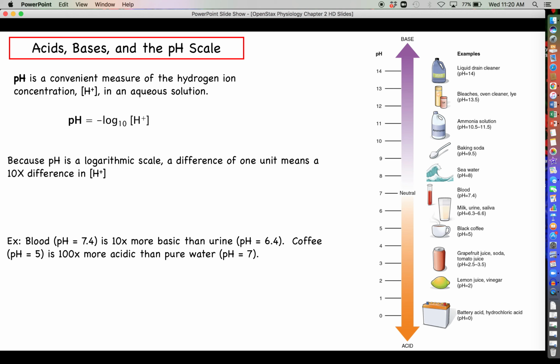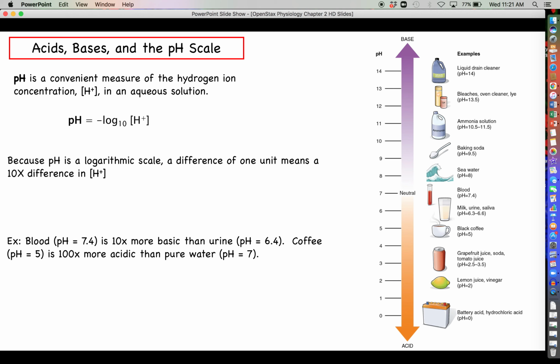So our first example, if we look at blood, which we are going to be finding out quickly, blood likes to maintain a pH of around 7.4. If we compare the pH of blood at 7.4 to the pH of something like urine at a pH of 6.4, there is exactly a 1 pH unit difference between blood and urine. Blood has a pH that is exactly 1 pH unit above the pH of urine.